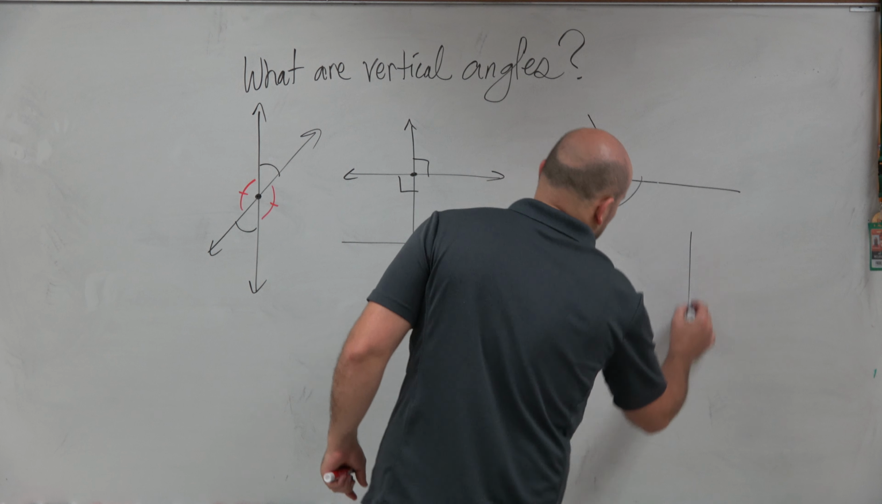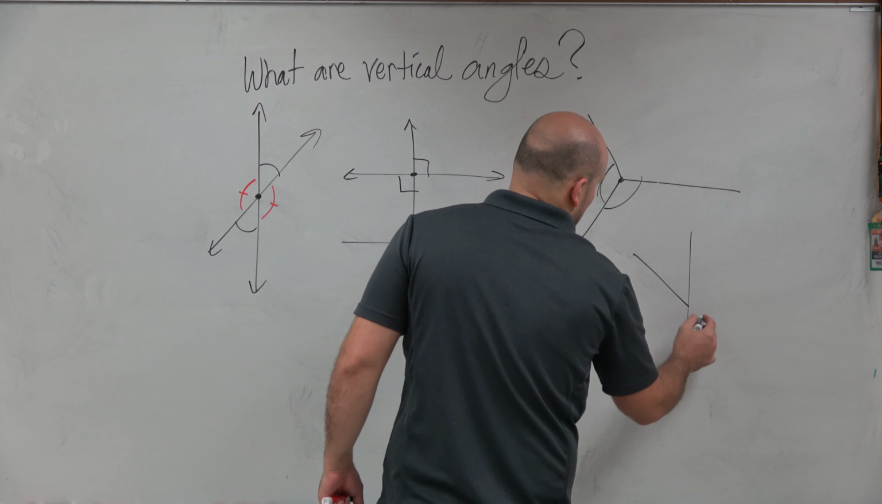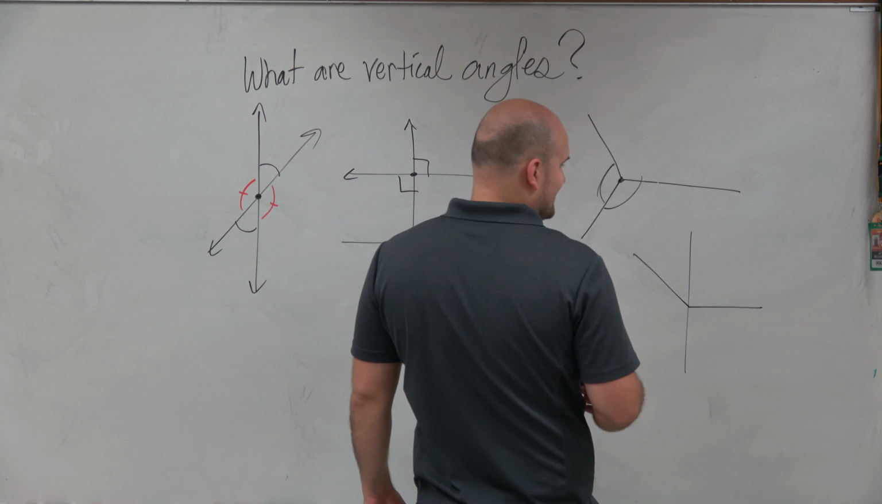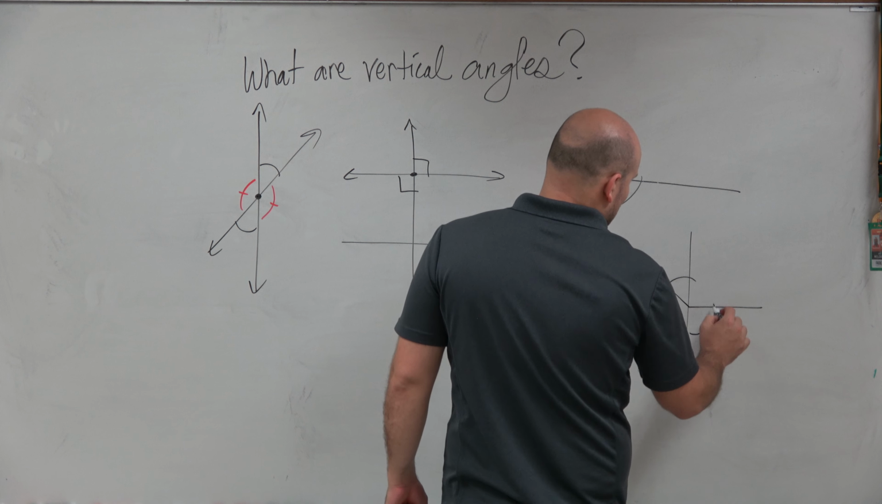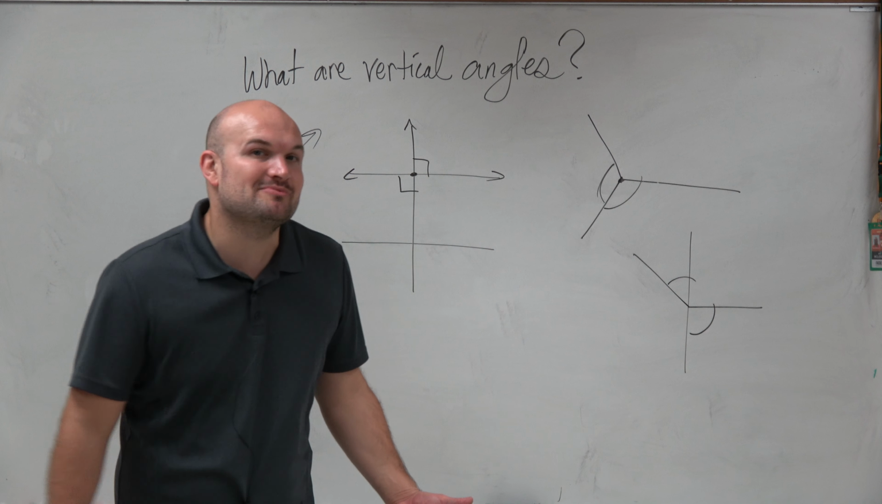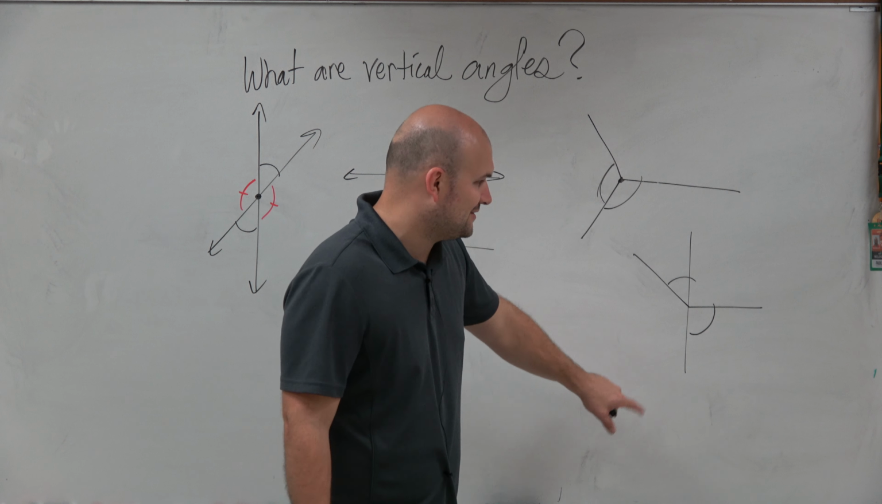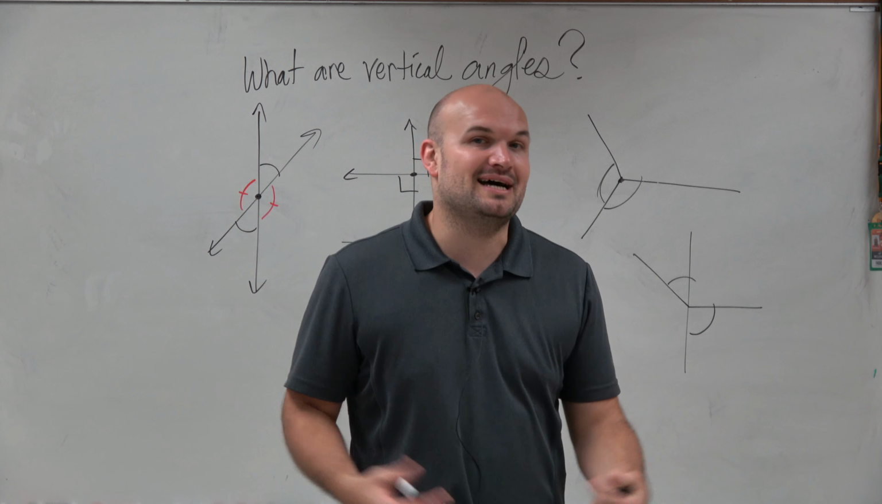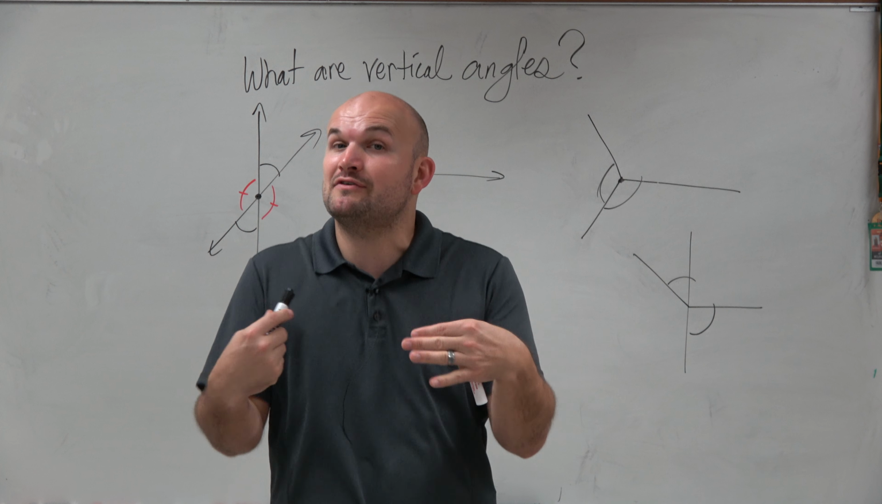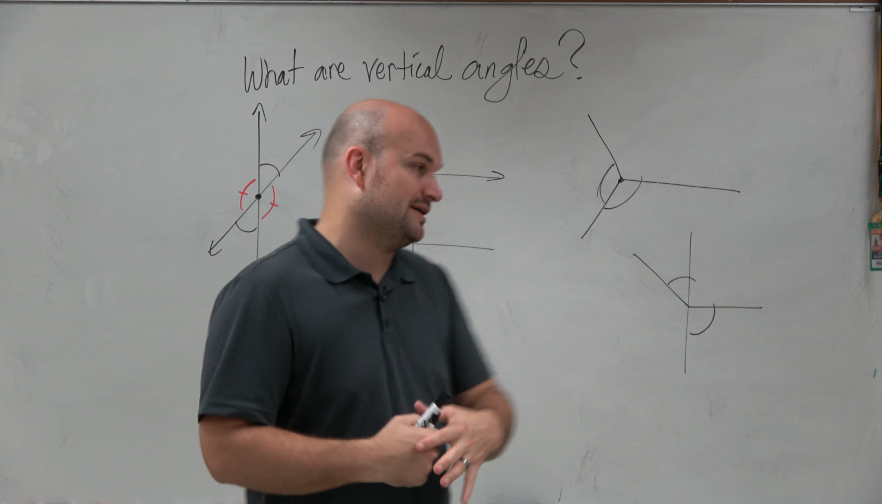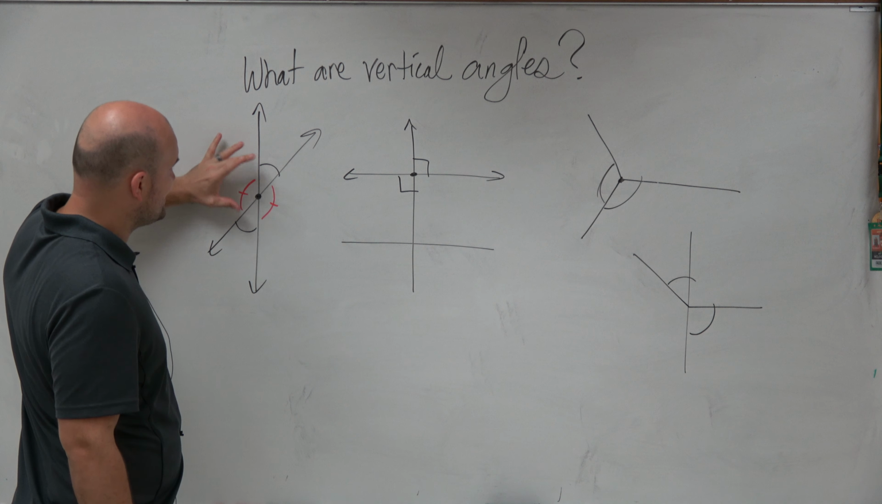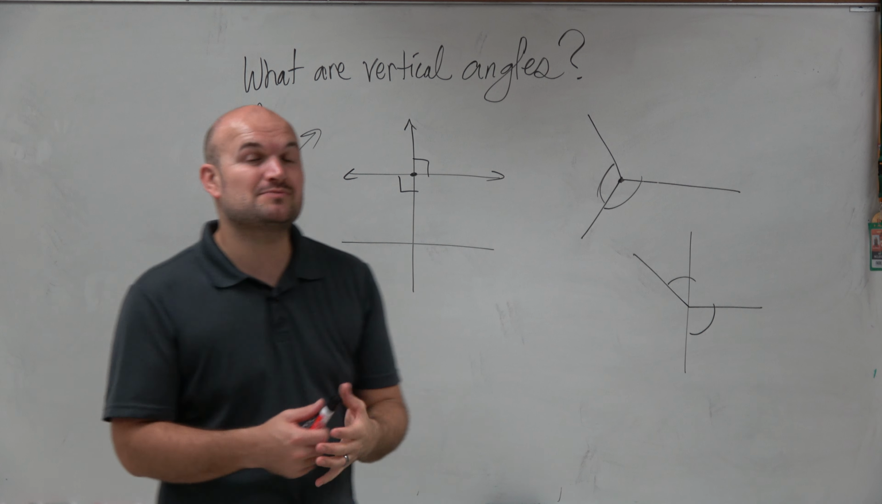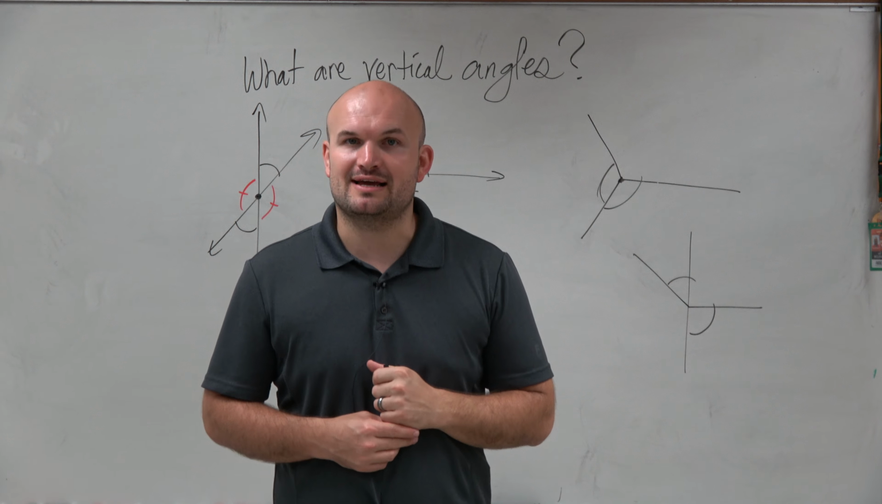Another example that might get thrown around is something like this. Obviously, you can look at these and say those are not the same measurement. Those two angles are not vertical angles, nor are they part of intersecting lines. So a quick way to remember it is whenever you see intersecting lines, you have vertical angles. Know that vertical angles do not share a side, but they share a vertex, and their measures are equal. Thanks.